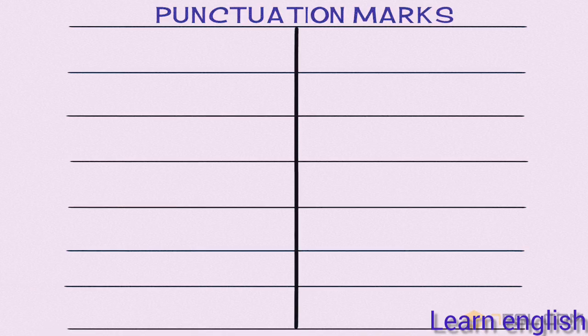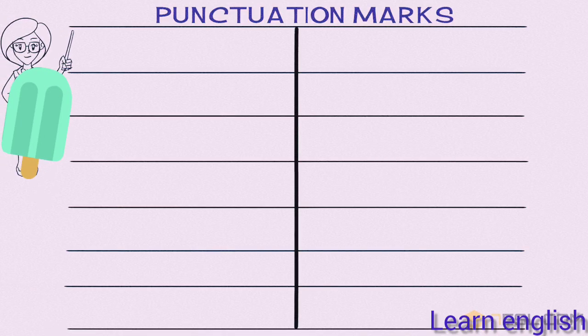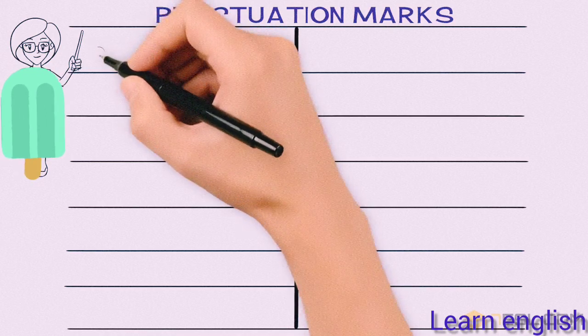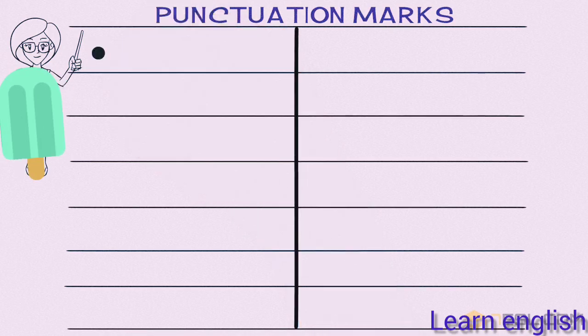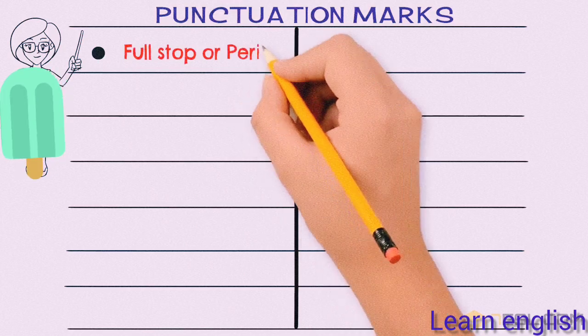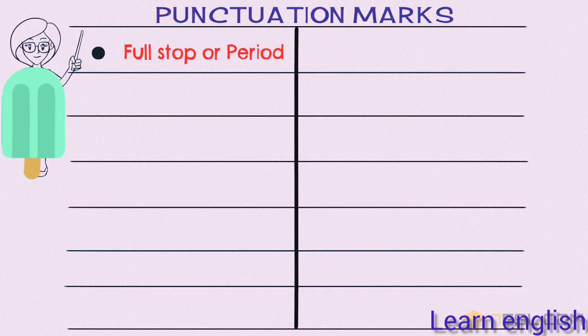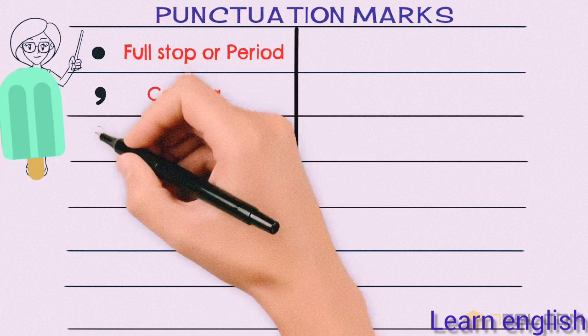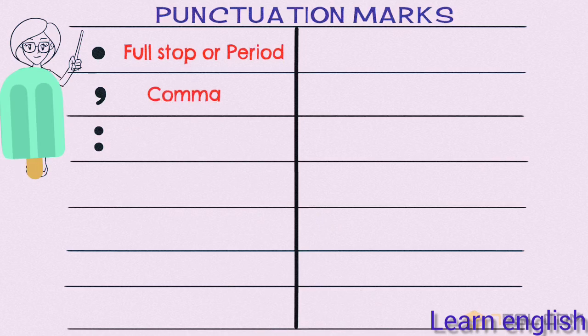Without punctuation marks we cannot learn how to write effectively. Here is the sign of a full stop, or we can say a period, which shows that the sentence is complete. Next is comma. Comma shows how much information we can add in a sentence with the help of comma.